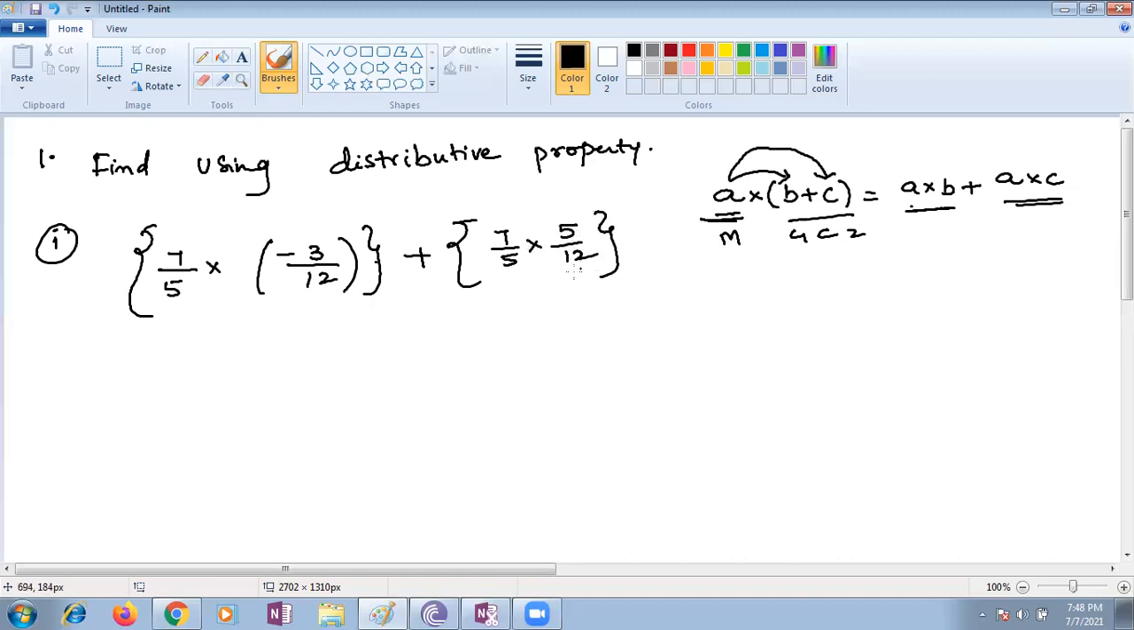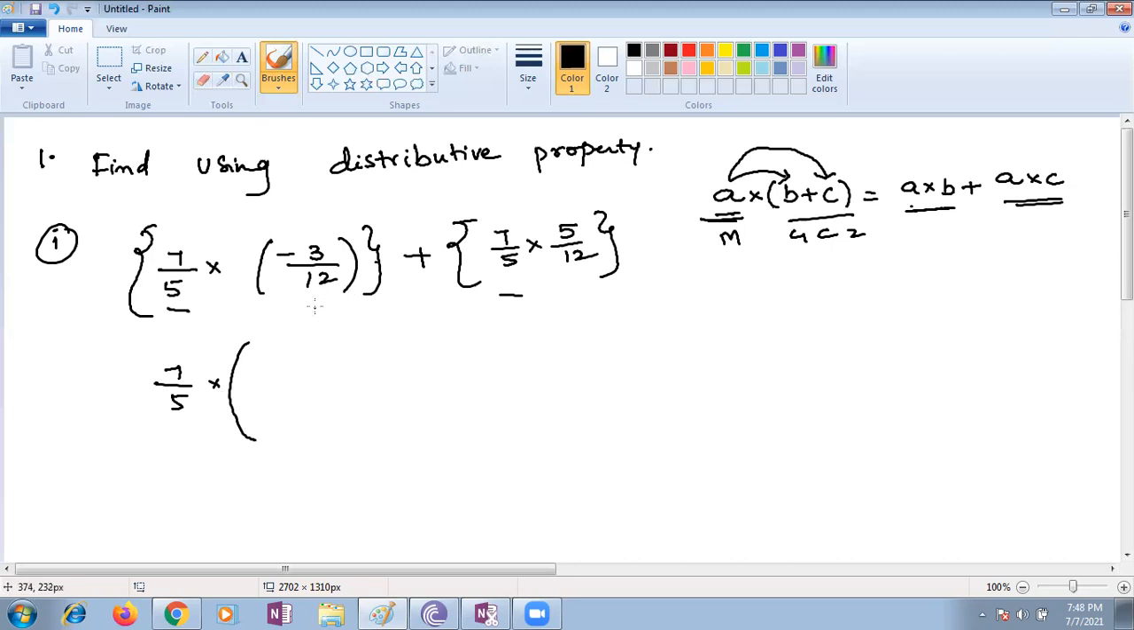This is the thing. Now my question, who is mother in this expression? Mother is 7 by 5. Very good. Mother is commonly distributed here. So 7 by 5. Who are children? Use your bracket, children. Who are children?